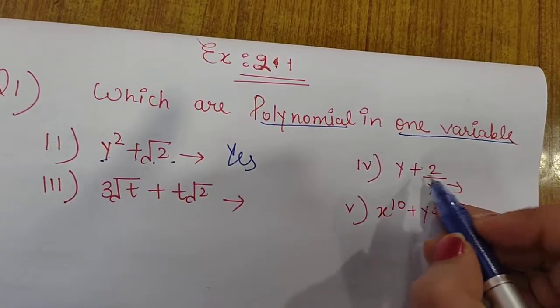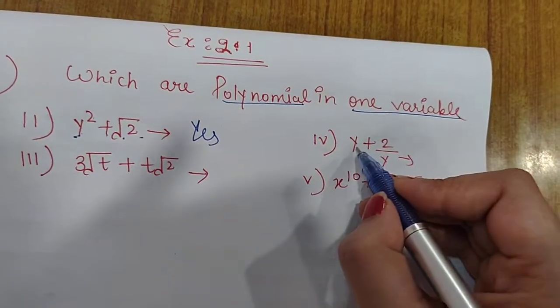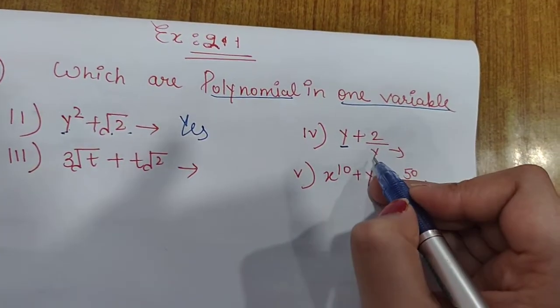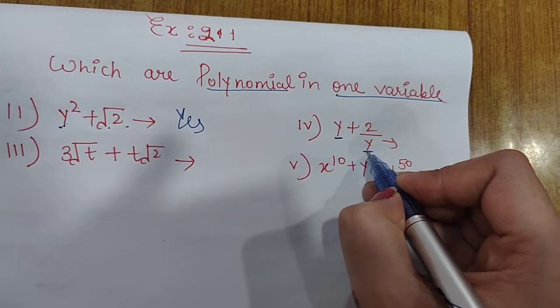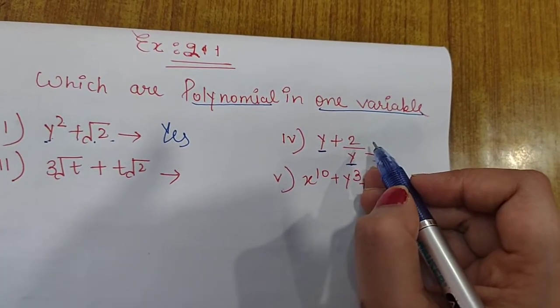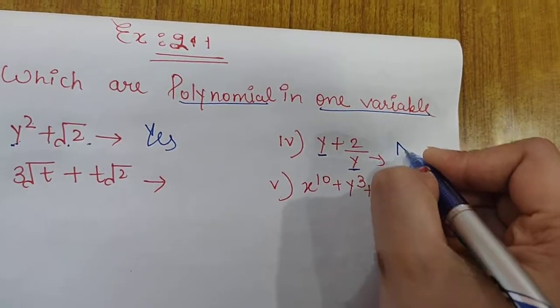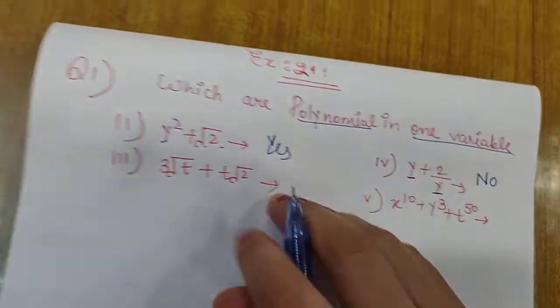Second part, y plus 2 upon y. Same example I gave you. This variable power is a whole number, but this variable power is not a whole number. When we shift it to the numerator, this variable power will become -1. So no, this is not a polynomial. Clear?